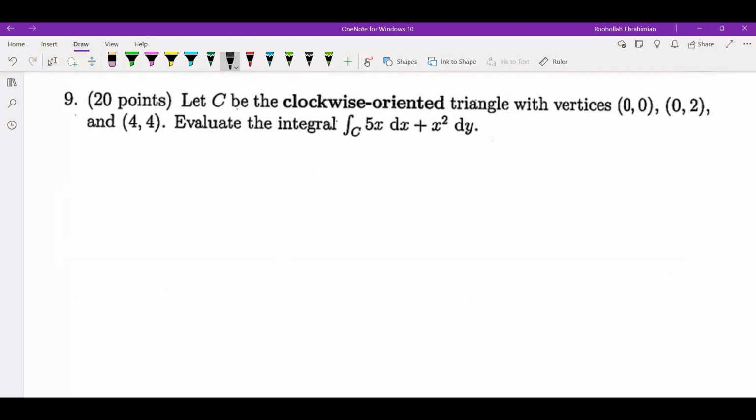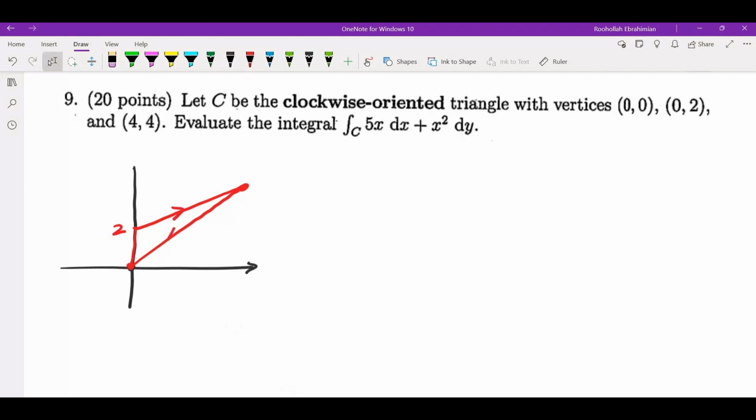Let C be the clockwise oriented triangle with vertices these. So let's draw that. One of them is the origin, one of them is 4, 4, and one of them is 0, 2. So it is right here. So this is our triangle. So let C be the clockwise oriented, so it means this way. This is our C, and we want to find this line integral.